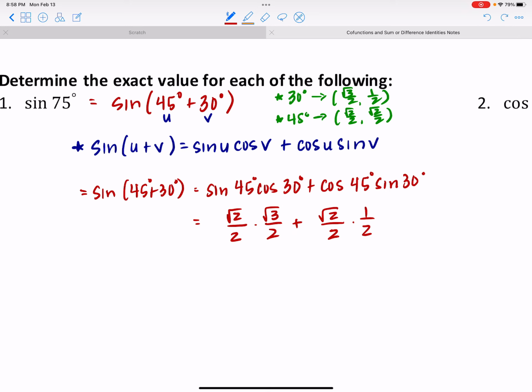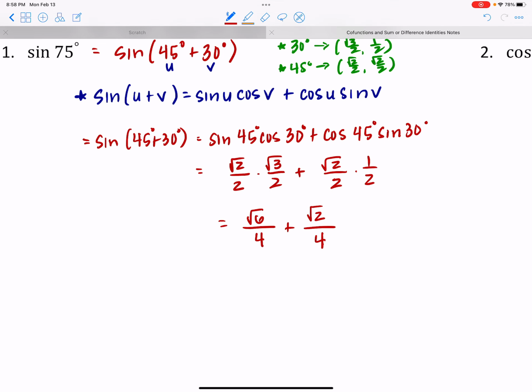When I multiply the top, radical 2 times radical 3 makes a radical 6. Multiplying straight across the bottom, 2 times 2 makes 4. Over here, straight across the top, radical 2 times 1 is radical 2. Straight across the bottom, again, we get 4. Since I have a common denominator, I can put these together, and that would be the exact value for the sine of 75.